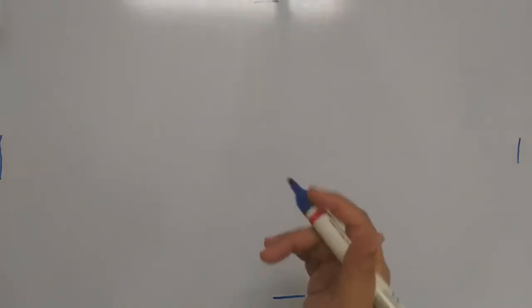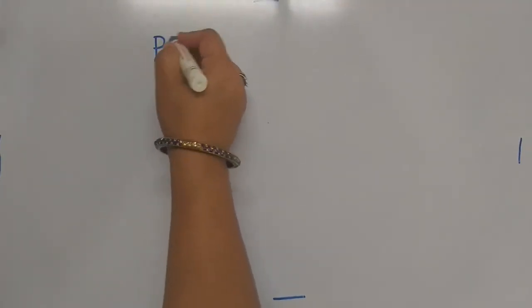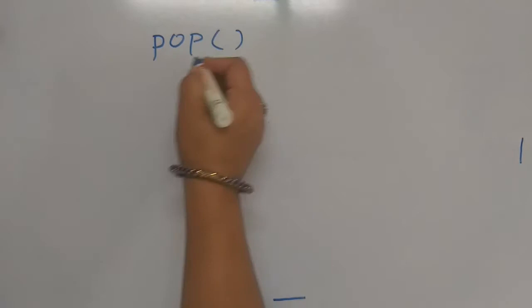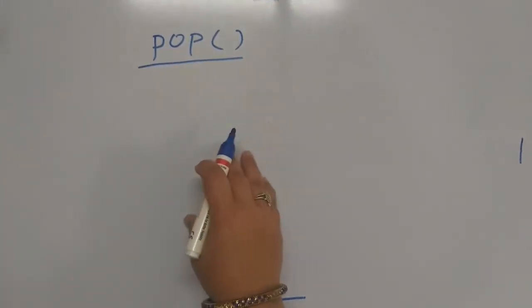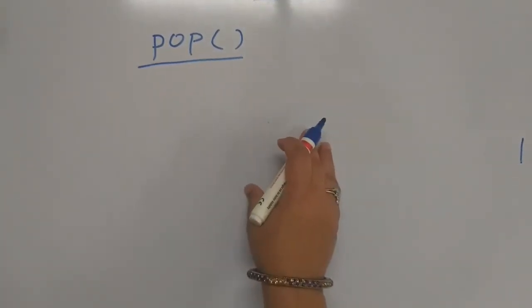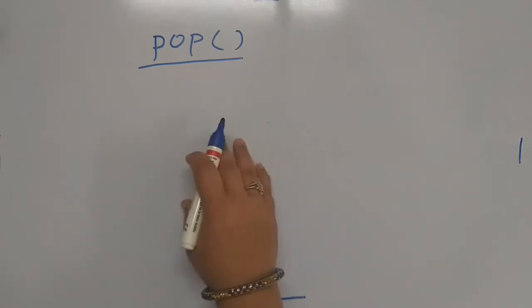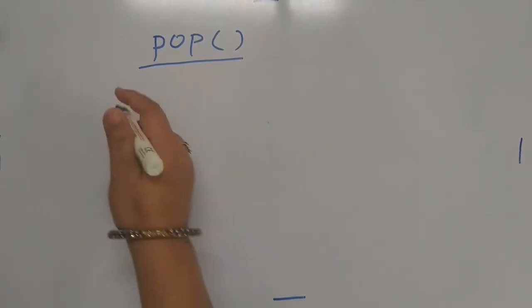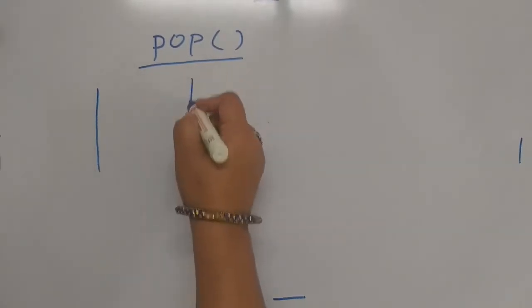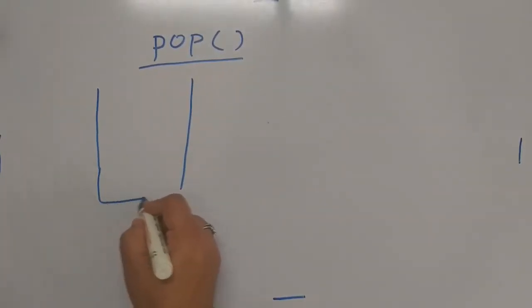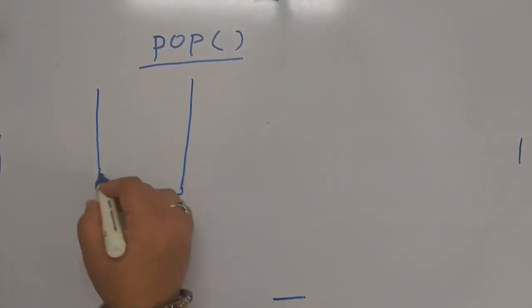Hello friends, today we are discussing the pop operation. Pop means if we want to delete elements from the stack, how do we delete them. When an element is taken from the stack, the operation is called pop. Here I am giving one example to explain how the pop operation takes place.